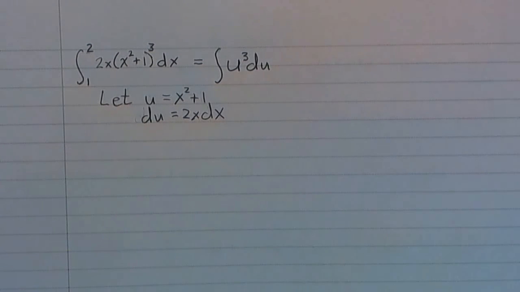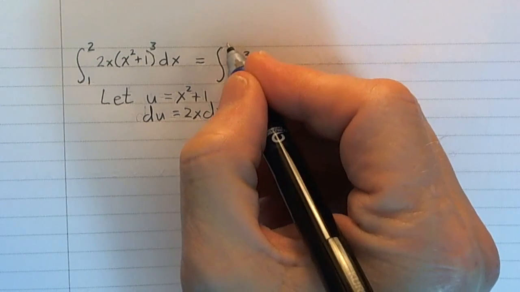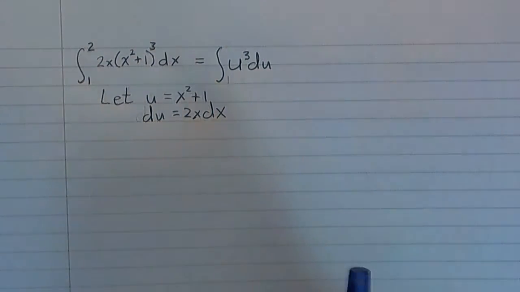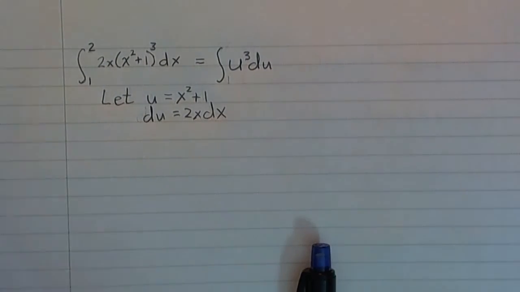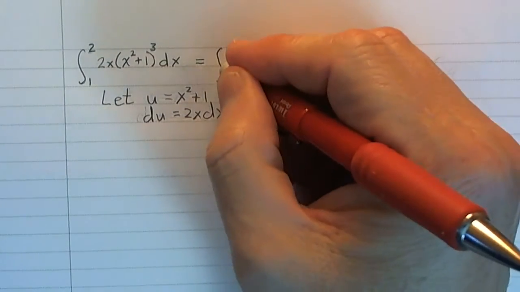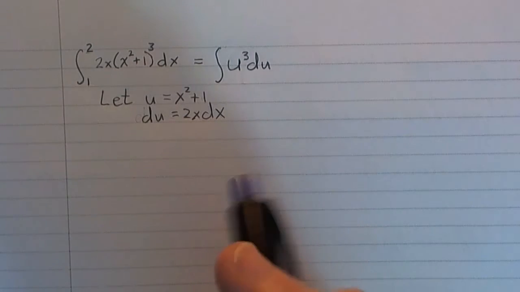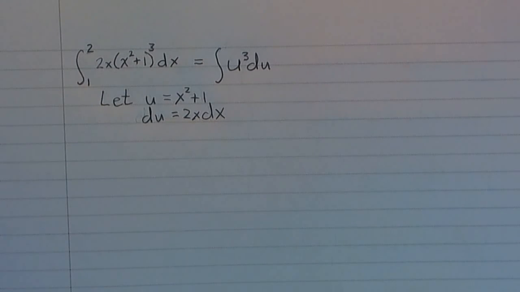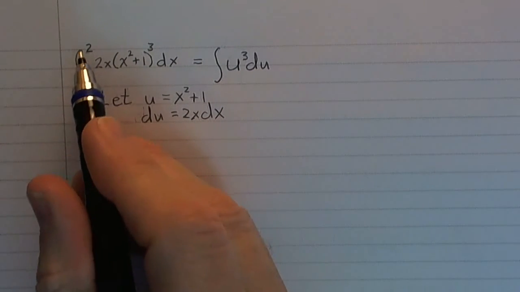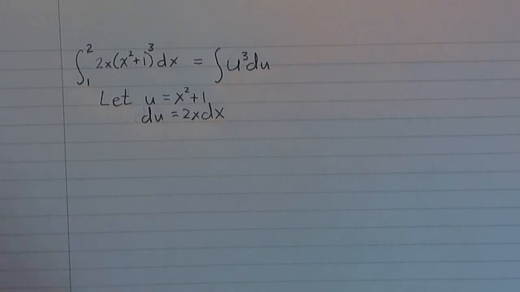Now, here's what you don't want to do. You don't want to put a 1 here and a 2 here. You don't want to do that, because if you do that, what you're saying is that u goes from 1 to 2, but it doesn't. So what we have to do, knowing that x goes from 1 to 2, we have to figure out how that translates over to what u is doing.